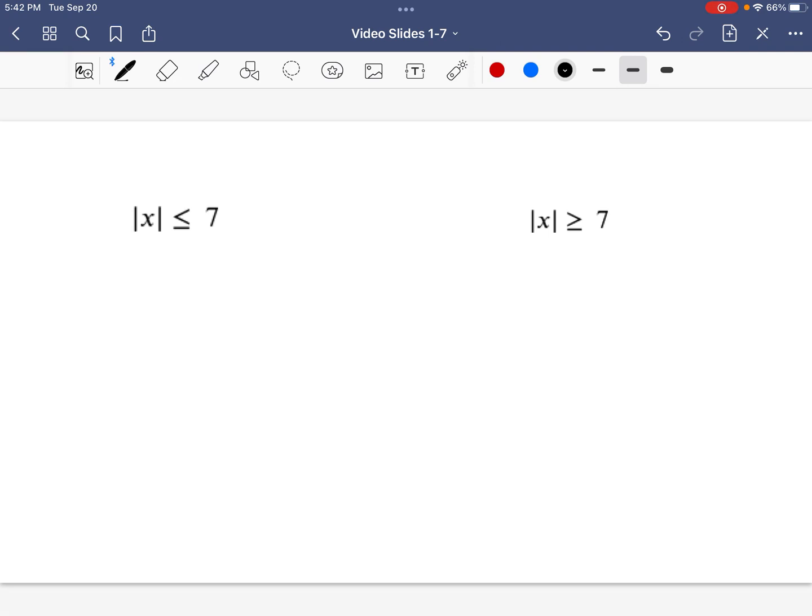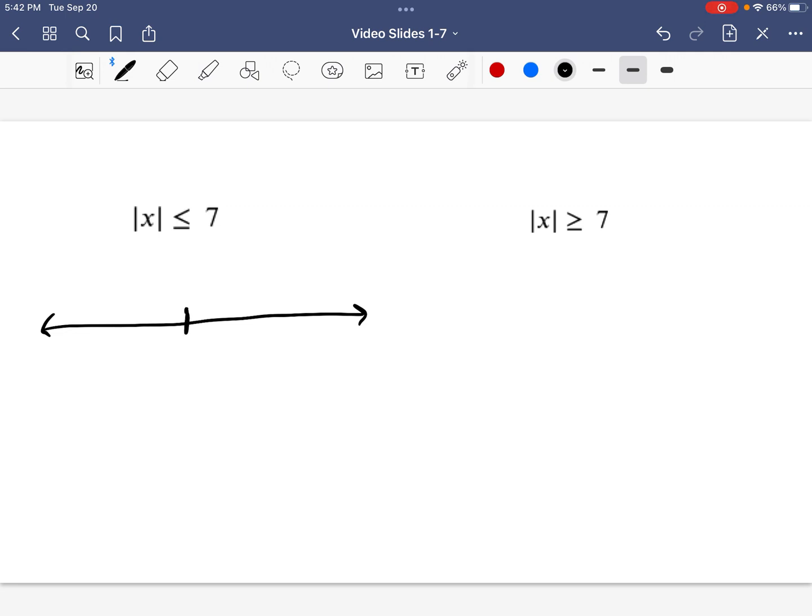Let's switch away from looking at absolute value equations, and let's talk about what happens when we have an absolute value that is part of an inequality. First, let's just picture what's going on, because I think it's kind of easy to think graphically about this.